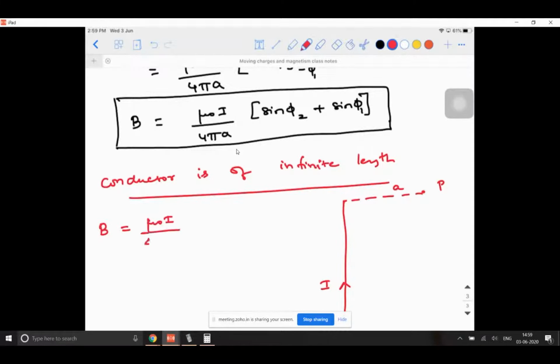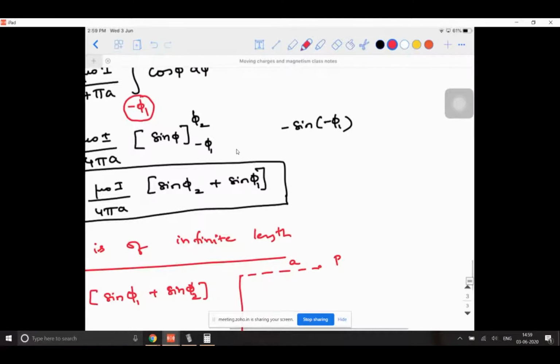The formula is still mu naught I divided by 4 pi A into sine phi 1 plus sine phi 2. So this is going to be the value of the magnetic field. Now, what is going to be the value of phi 1 and phi 2? I will draw a rough diagram here so that you can visualize and tell me. According to the derivation, this is phi 1 and this is phi 2. This is a point P. This distance was A. Current was flowing in the upward direction.